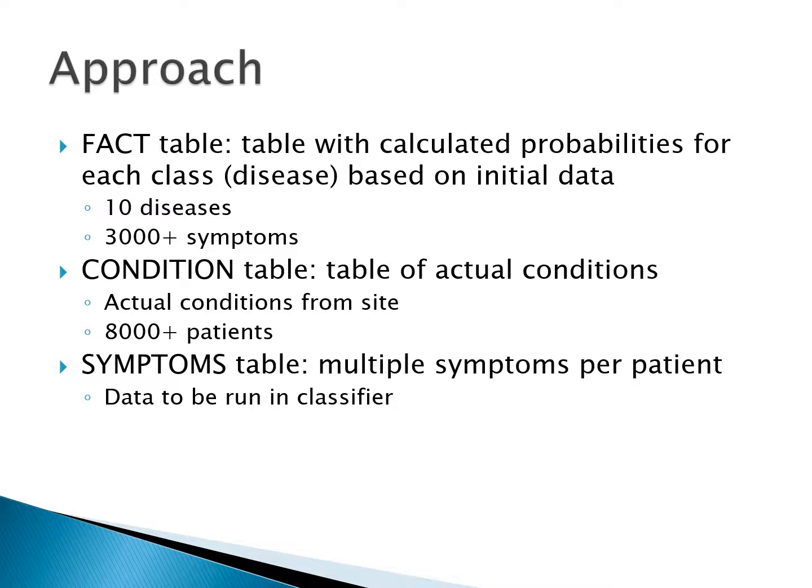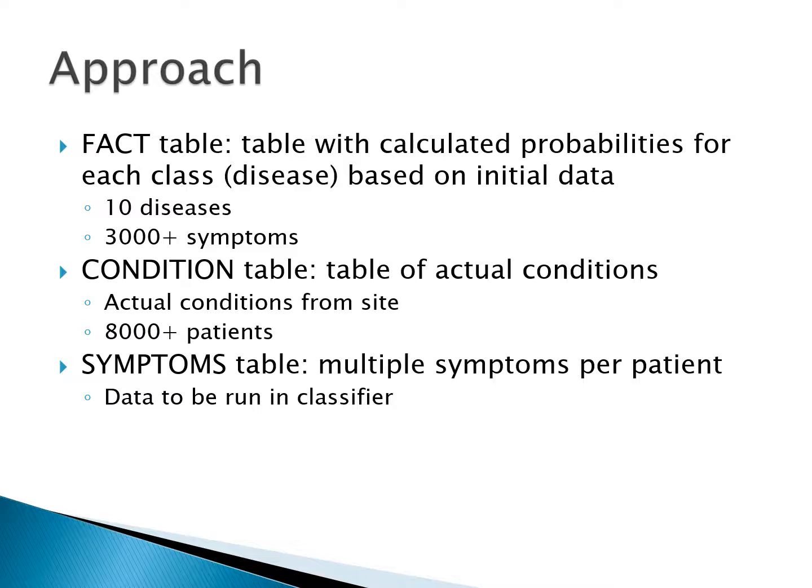For our approach, we utilized 3 different tables. The first is a fact table. This is a table with calculated probabilities for each class, for each disease, based on initial data. This table included 10 different diseases and covered about 3,000 symptoms.